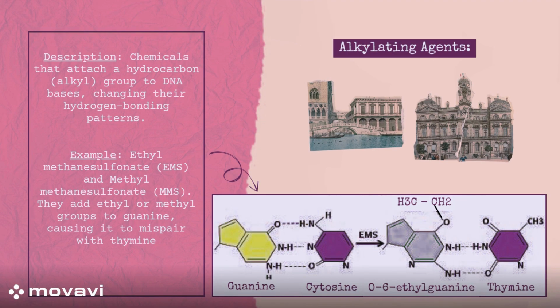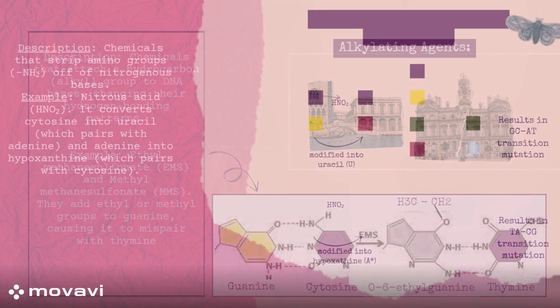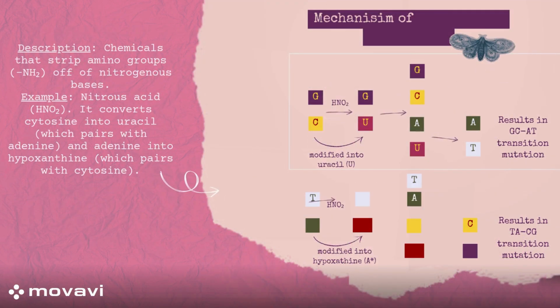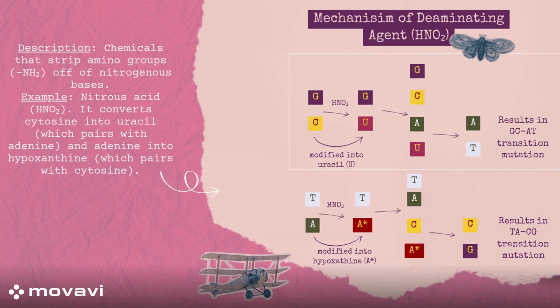Deaminating agents, on the other hand, are chemicals that strip amino groups from nitrogenous bases. A good and famous example of this is nitrous acid. It converts cytosine to uracil. It also converts adenine to hypoxanthine, which pairs with cytosine. And on your right, we have an illustration of the same. The first one results in a GC to AT transition mutation, and the other one results in a TA to CG transition mutation.